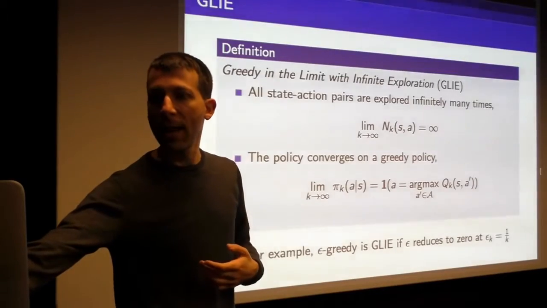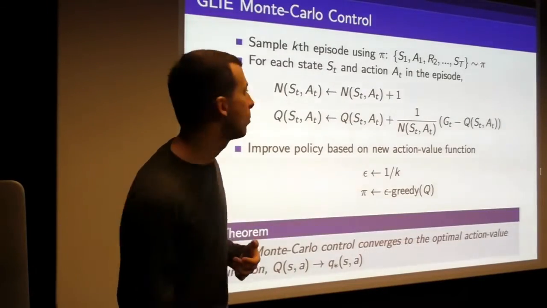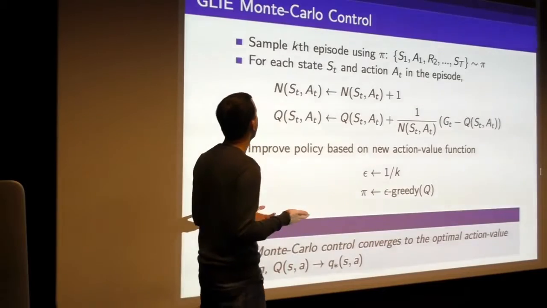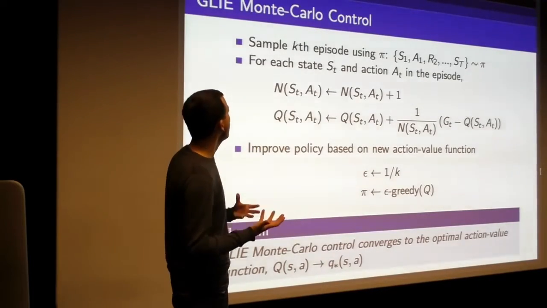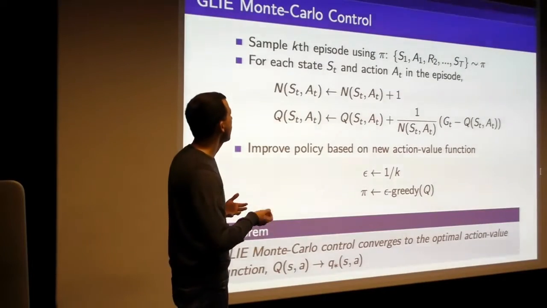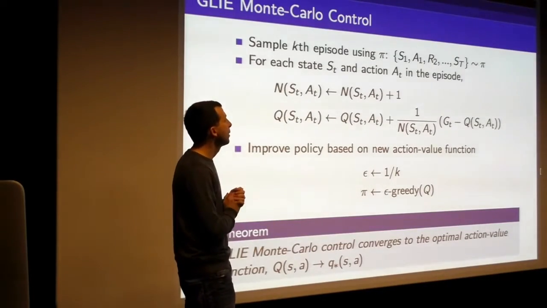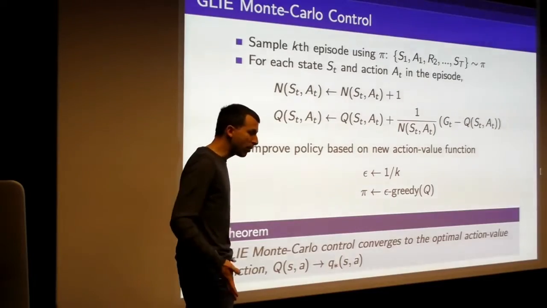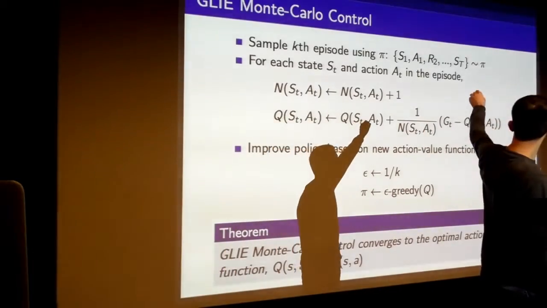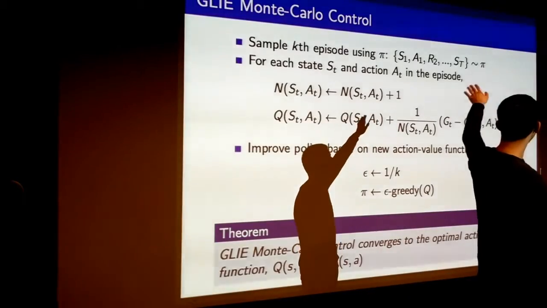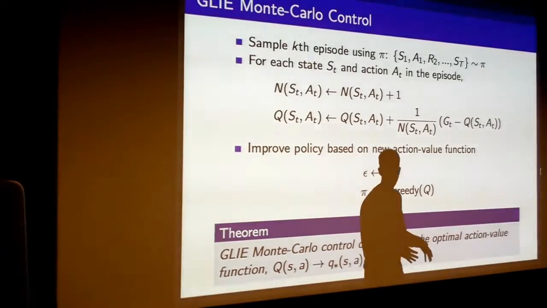So what does that look like in practice? Well, we can make an algorithm now. Let's call this GLIE Monte Carlo control. In this algorithm, we start off by sampling episodes. We've got our robot, we throw it down, and we run one episode, which generates a trajectory of states, actions, rewards, state, action, reward, until we get to some terminal state.